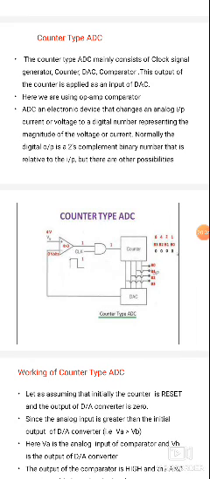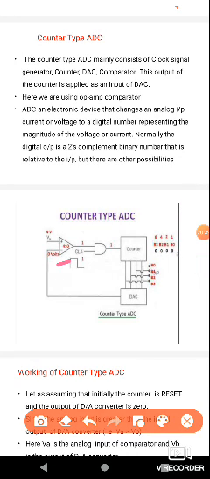How we can draw the counter type block diagram: first it contains the op-amp comparator. The op-amp comparator output is given to an AND gate and the AND gate to the counter. Next, the counter output is applied to the digital to analog converter input, and the digital to analog converter output is applied again to the comparator. The op-amp comparator takes the analog input as well as the DAC output. Just now we discussed the case where the analog input voltage is greater than the DAC output.